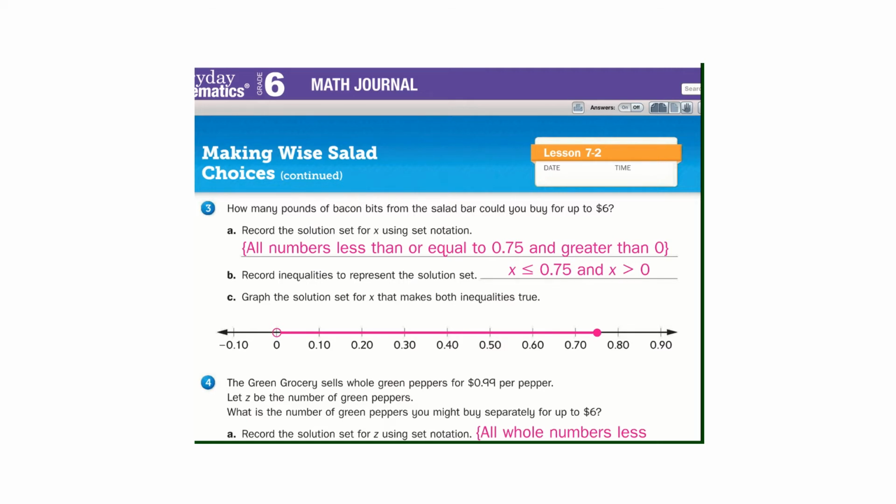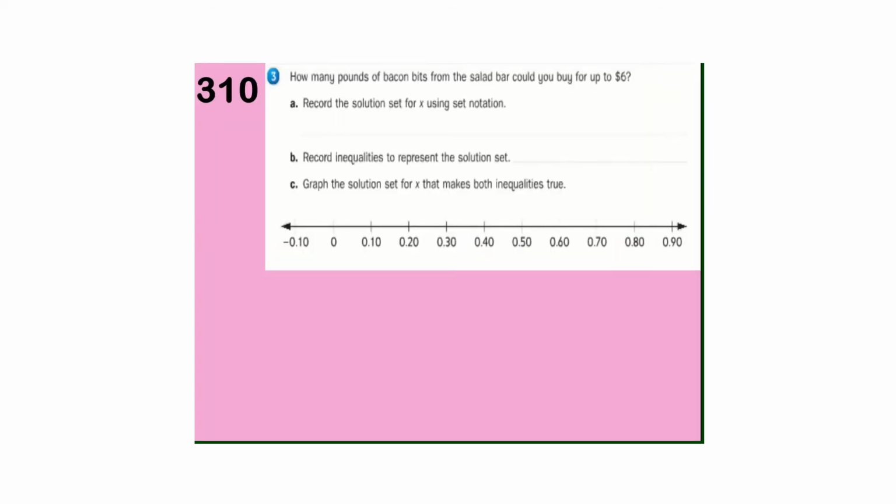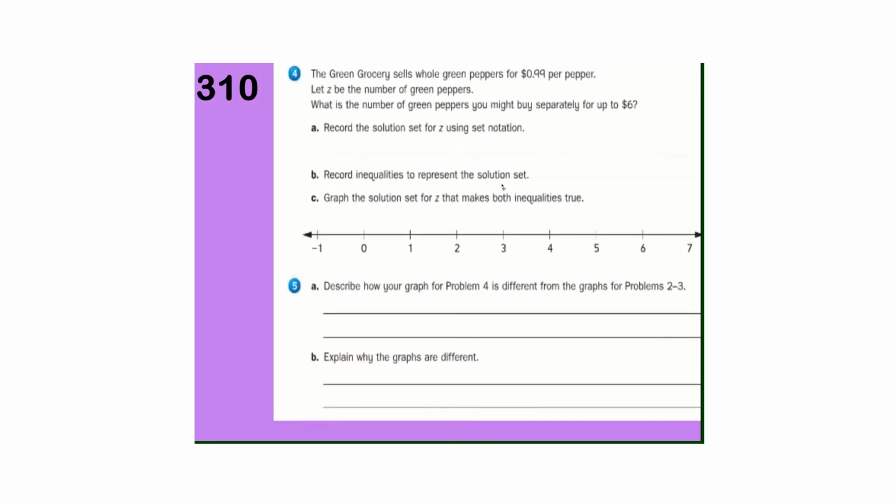Okay, moving on to number 4. Now they're selling green peppers for 99 cents per pepper. Let Z be the number of green peppers. What is the number of green peppers you can buy separately for up to $6? So do number 4 and 5 here. Go ahead and pause the video and do those two.